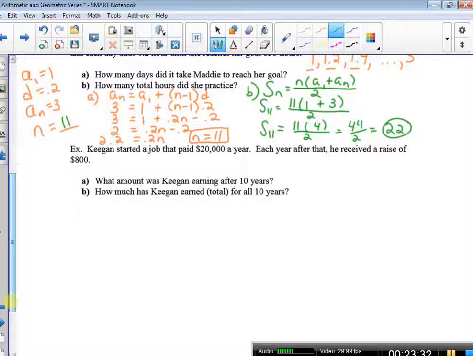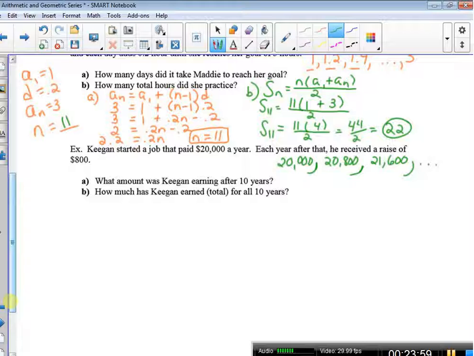All right, last one. Keegan started a job that paid $20,000. Then she received a raise every year after that of $800. So it's $20,000, then $20,800. Then $21,600. Okay. So what amount was Keegan earning after 10 years?